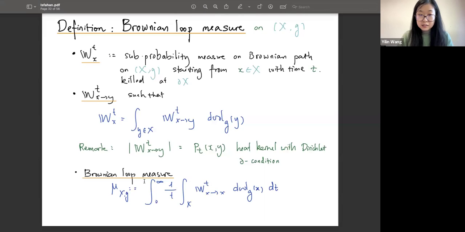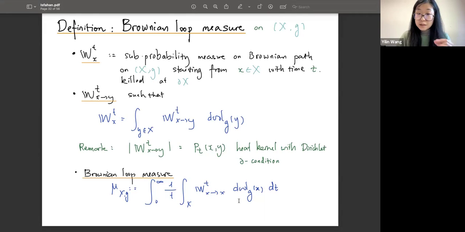So finally, the Brownian loop measure: I choose a time with measure 1 over t, dt, and then pick a point x according to the volume form, but I now look at this measure W_t^{x to x}. Now this is a measure on loops, starting from x, arriving at x, which run for time t, and I integrate over all the possible starting points. I integrate over all the possible time lengths, with 1 over t.